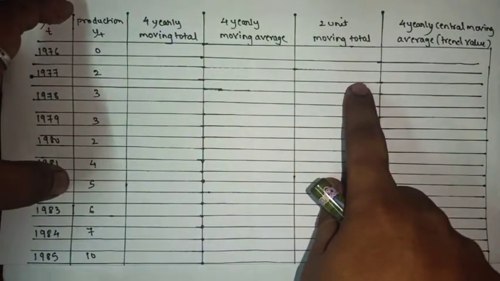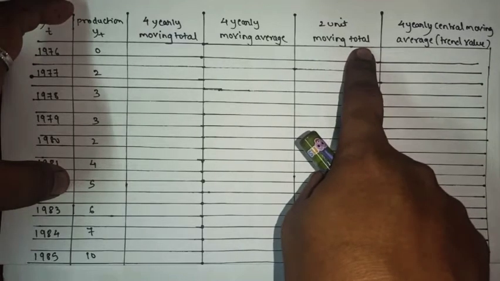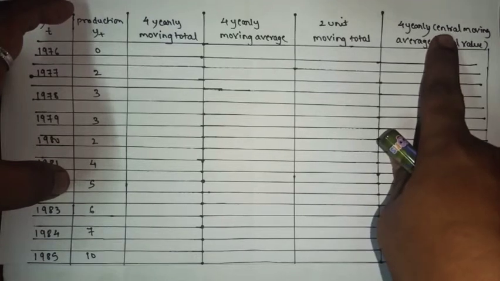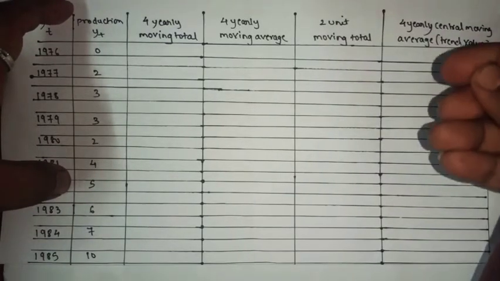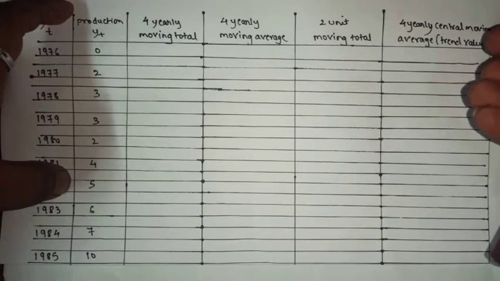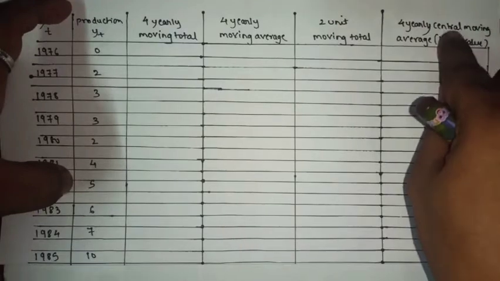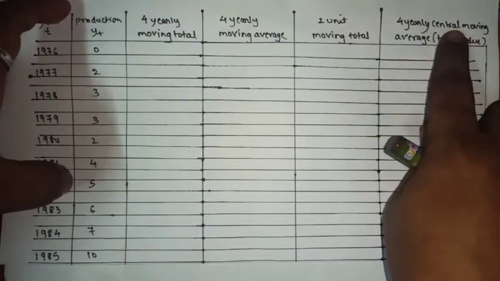In the next column you will write 2 unit moving total. In the last one you will write 4 yearly central. Central means middle, like midpoint. Understood? Central means middle, middle means it is like midpoint. Okay, remember that central means midpoint. Moving average, 4 yearly central moving average.